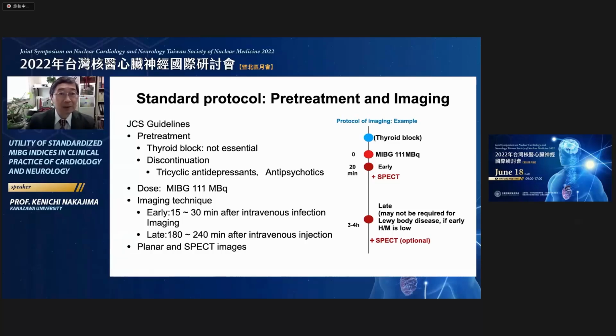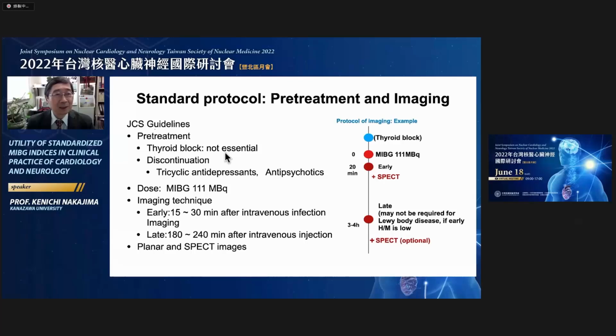So, what about the standard protocol for acquisition? The JCS, Japanese Circulation Society's guidelines summarize pre-treatment and imaging technique like this. It's written that a thyroid block is not essential.